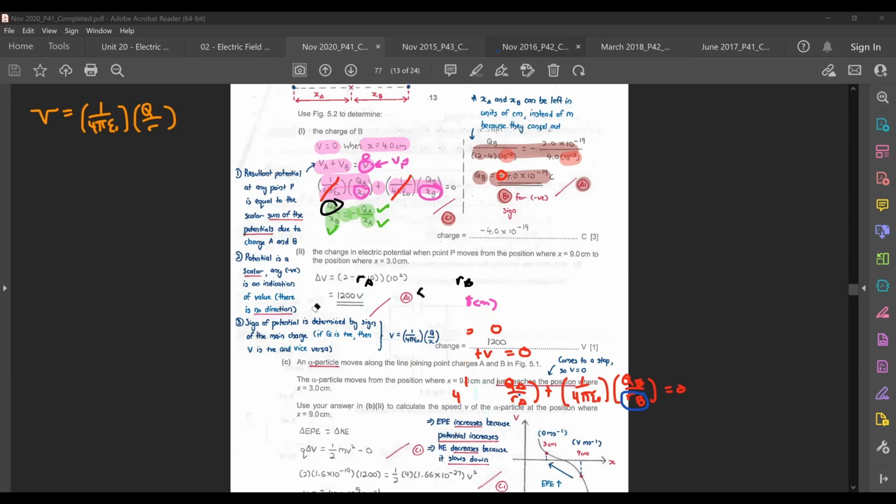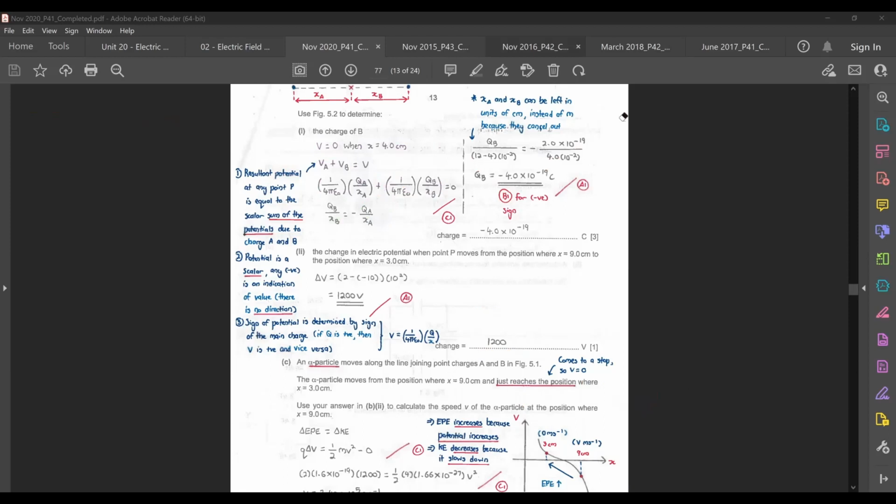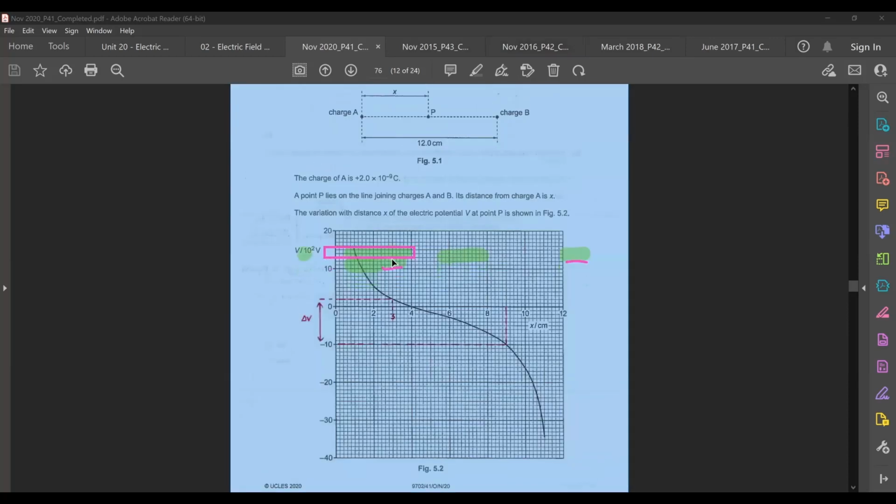Then let me just erase it off. Let me just clear off everything. Okay, so then after that, you look at part 2. The change in electric potential when point P moves from position x equals 9 centimeter to position where x equals 3 centimeter. Here, they really just want you to find out the change in electric potential when your P was shifting from 9 centimeter to 3 centimeter. Okay, so you look at your graph.